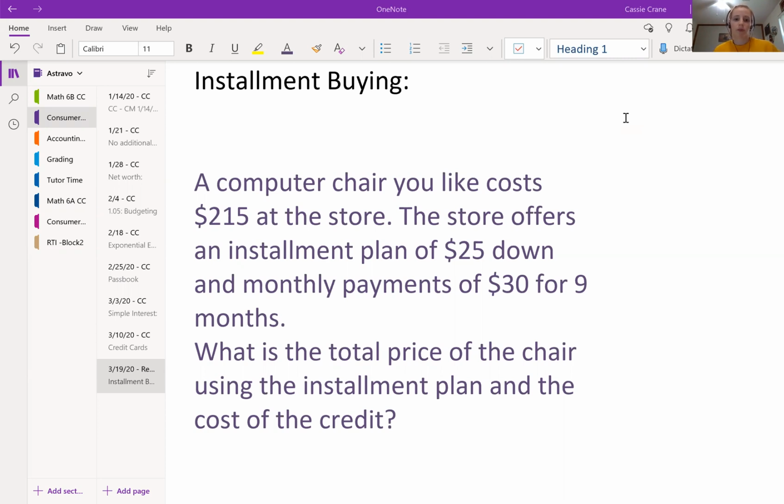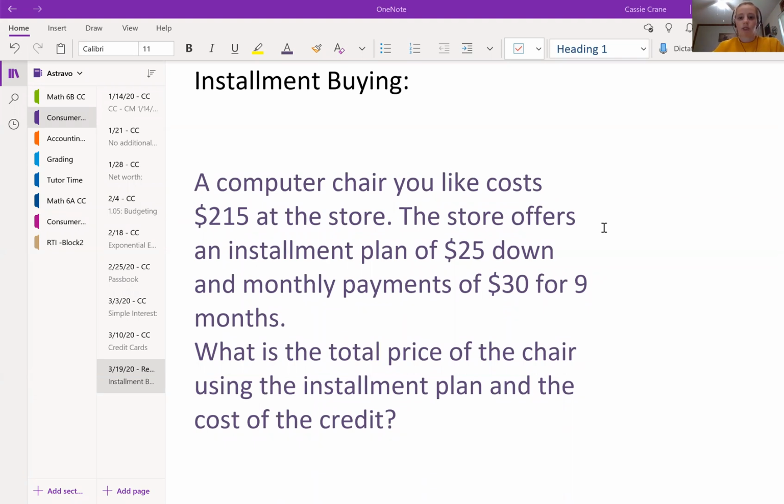We've got this problem. It says a computer chair you like costs $215 at the store. The store offers an installment plan of $25 down and monthly payments of $30 for 9 months. What's the total price of the chair using the installment plan and the cost of the credit? So we're going to use this installment plan where we're going to pay $25 down and then make monthly payments for 9 months of $30 each month.